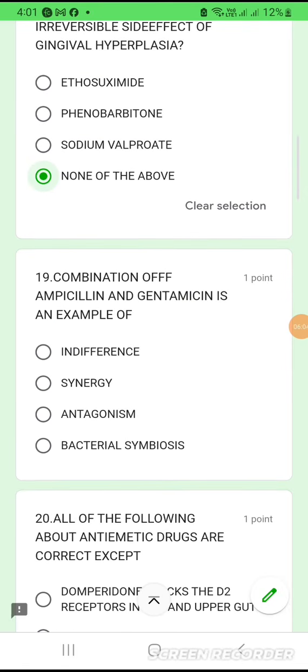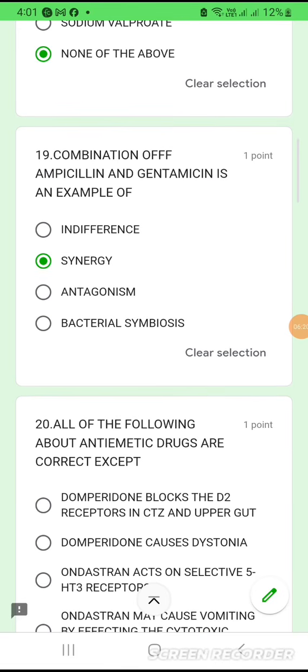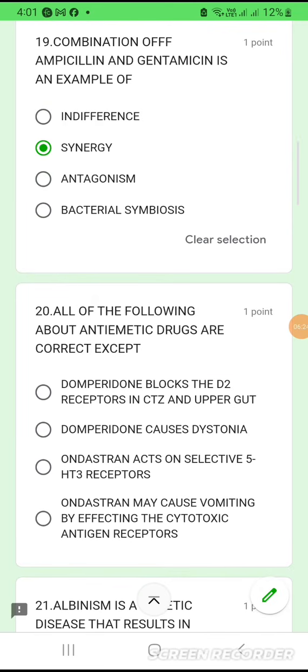Okay, now 19th question, combination of ampicillin and gentamicin is an example of what type of drug interaction? So indifference or synergism or antagonism or bacterial symbiosis. It's actually synergism, okay. Ampicillin and gentamicin combination is a synergistic approach.